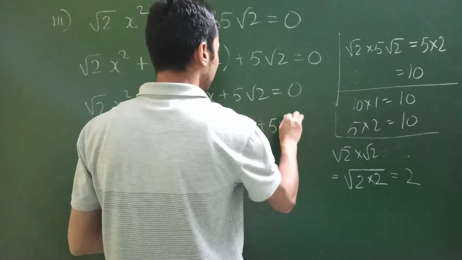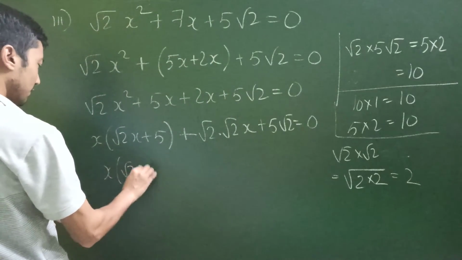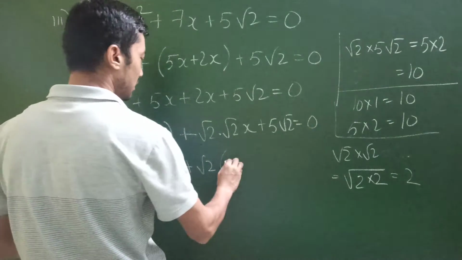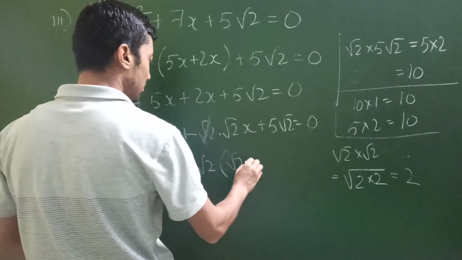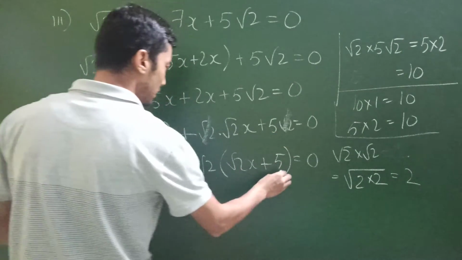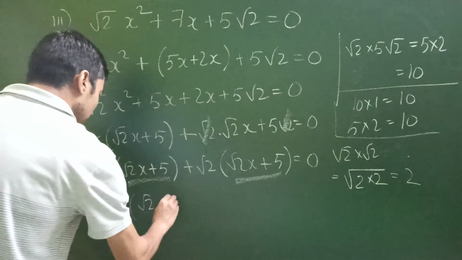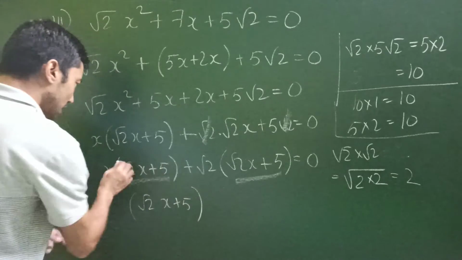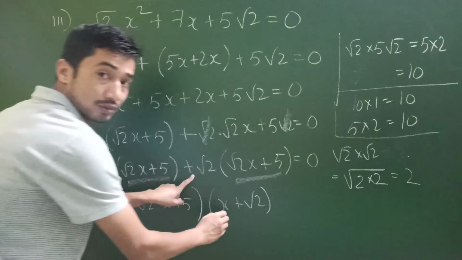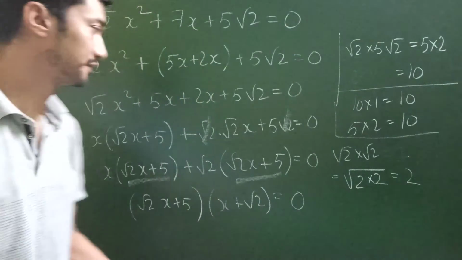So that is 5 root 2 equal to 0. So maybe just one extra step here. Root 2x plus 5 plus, I can take root 2 common. So 1 root 2 common, so root 2x plus 1 root 2 common, that is only 5 equal to 0. Now you will see these two values are common, same. So I will take out root 2x plus 5. So this is out. So what is left here? x plus root 2, isn't it? Equal to how much? 0.